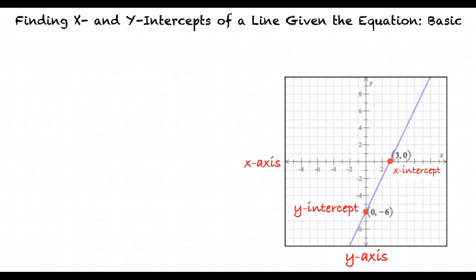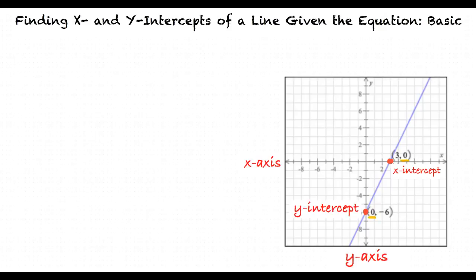Yeah, but how do I get those points if I'm only given an equation? When a point is on an axis, that means one of the coordinates must be 0. If the point is on the x-axis, then the y-coordinate must be 0. And if the point is on the y-axis, then the x-coordinate must be 0.